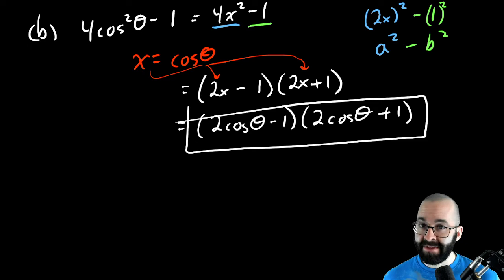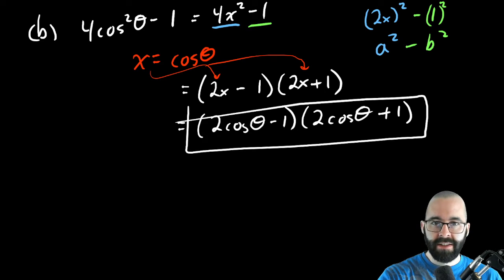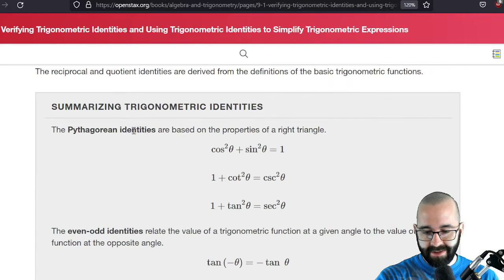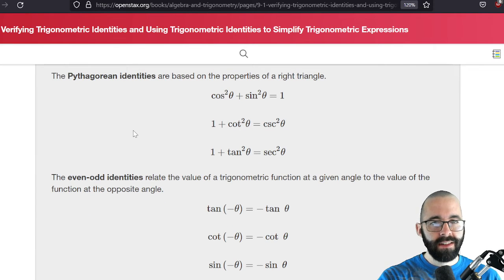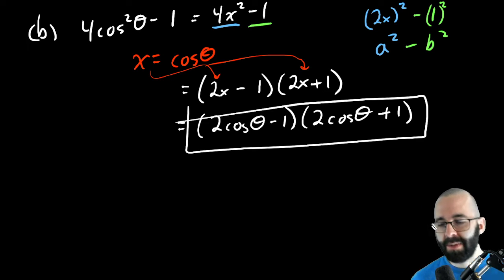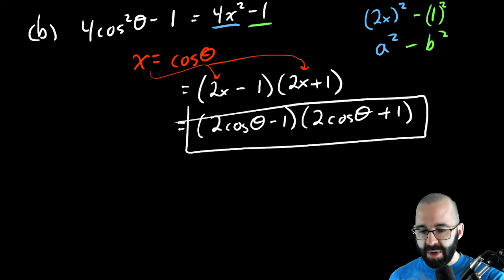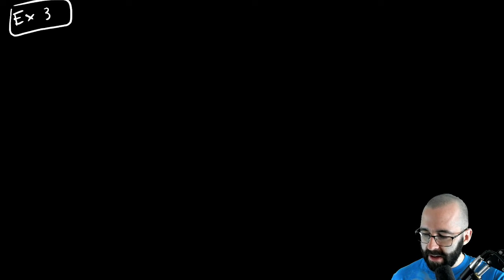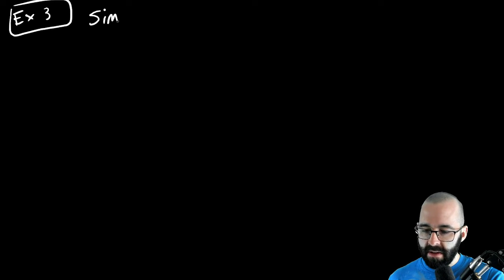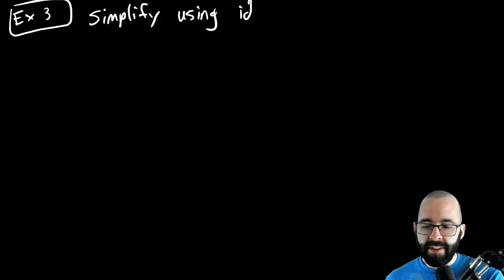All right, now let's do some examples. We're going to use some identities, that big page of identities from right here, and simplify some stuff. And that brings us to example 3. Example 3 says simplify using identities. And this is where things get really fun.